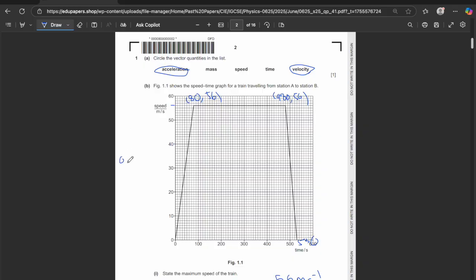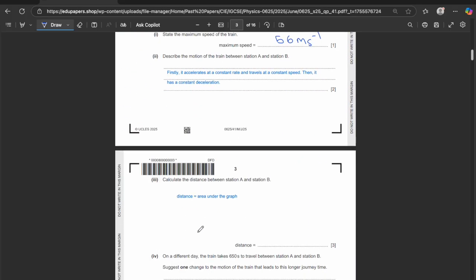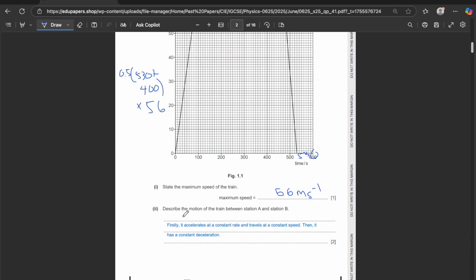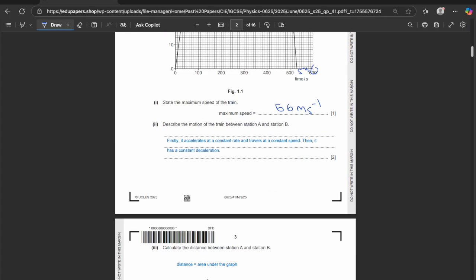So area of trapezium is equal to 0.5 times these two, 530 plus 400, which is 530 minus 80 to 480, times height, which is 56. So if we put that in the calculator, 0.5 times (530 plus 400) times 56, this is equal to 26040, which is about 26,000 meters in two significant figures. We are supposed to write this working down here.